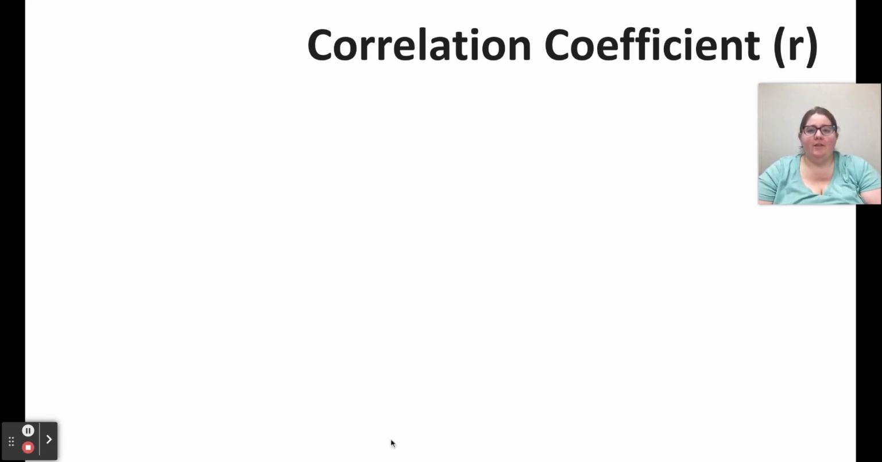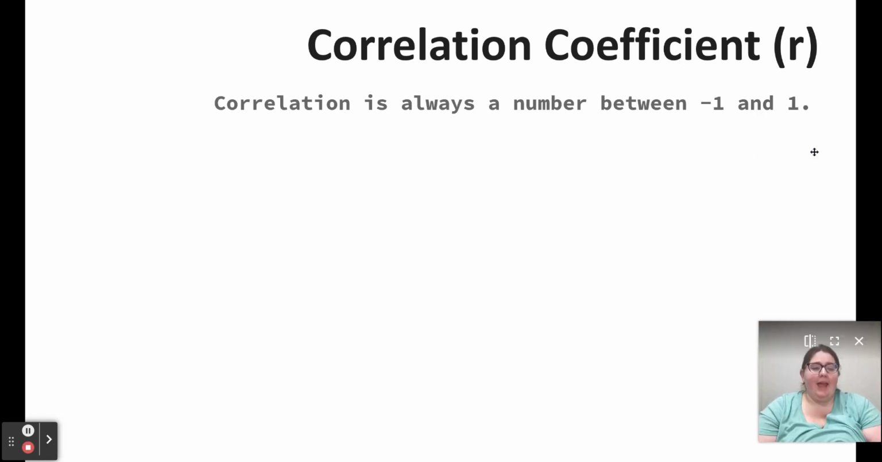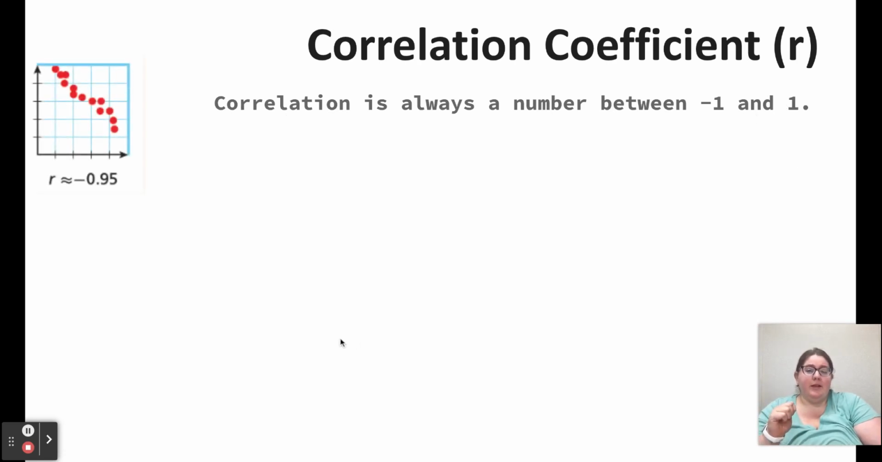So the correlation coefficient basically tells us the strength and the direction of a linear relationship. One thing to know is correlation is always a number between -1 and 1. The closer it is to -1 or 1, the stronger the relationship. The closer it is to 0, the weaker the relationship.